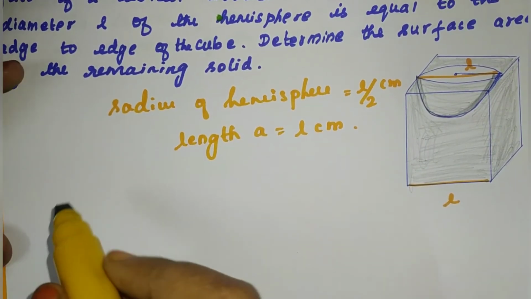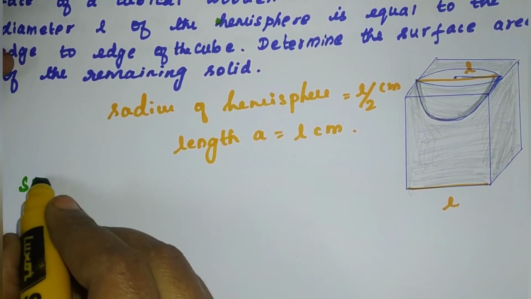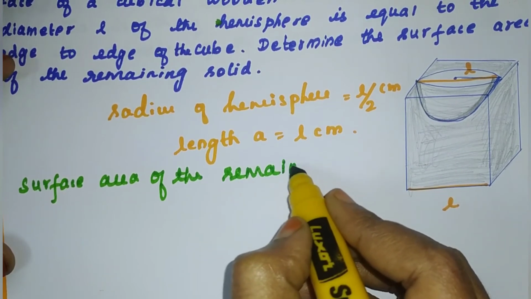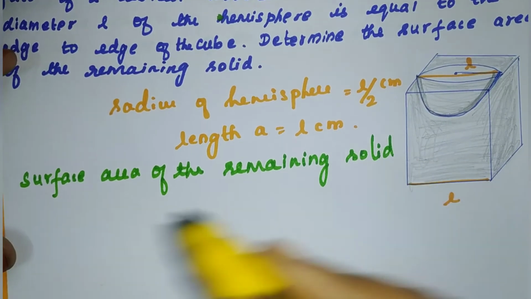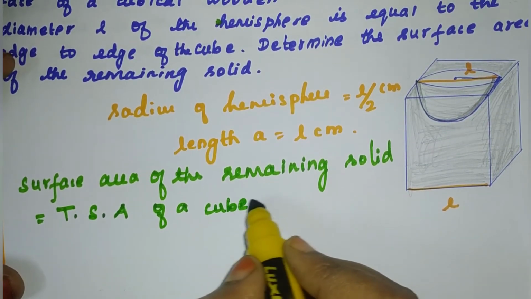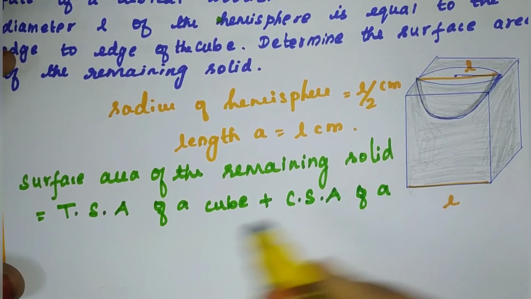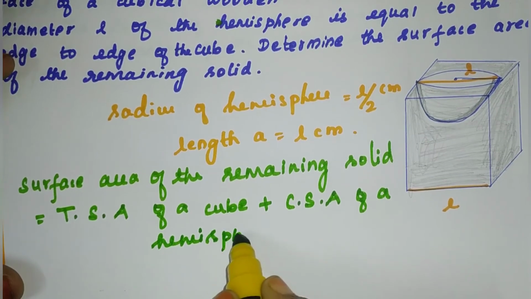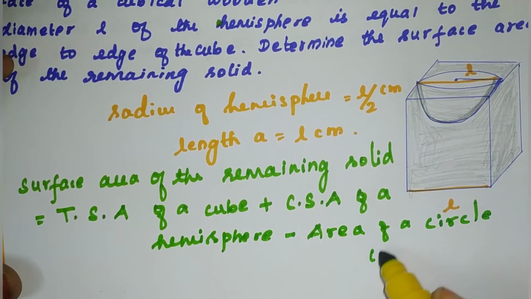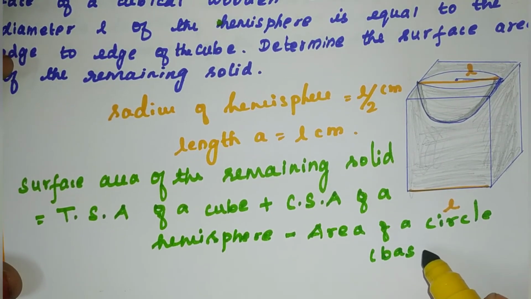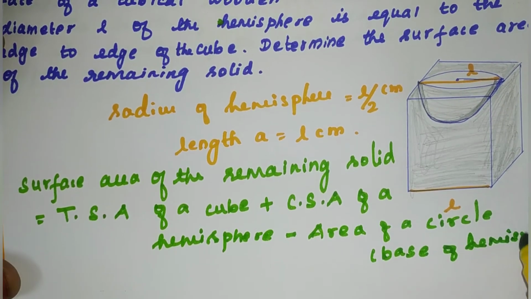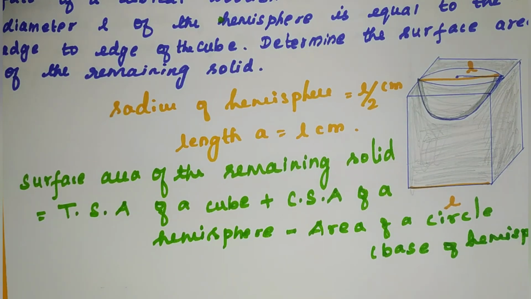So first write: surface area of the remaining solid is equal to total surface area of a cube plus curved surface area of a hemisphere minus area of a circle, that is nothing but the base of the hemisphere. First write the formulas.